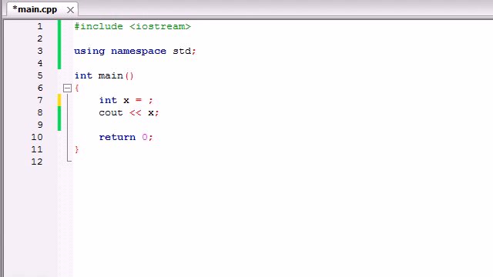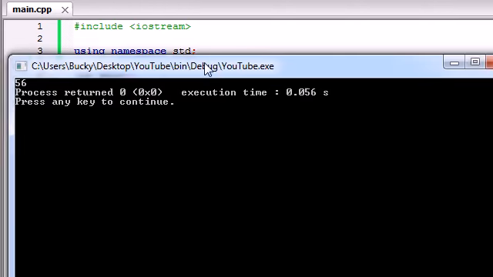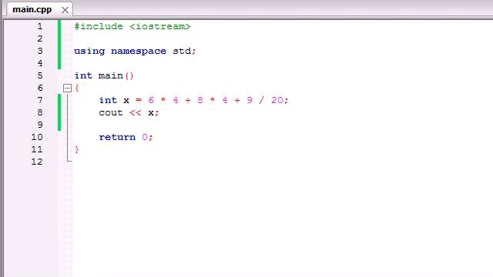Now, aside from just one number, an arithmetic operator, and another number, you can have complex calculations like 6 times 4 plus 8 times 4 plus 9 divided by 20. And if we build and run this, let's see what we get. 56. We're saying, alright, so what order is this doing this in? Is it doing 6 times 4 and then plus 8? Or is it doing 4 plus 8 and then times that by 6? Because depending on how you do it, it's going to come out with a different result.